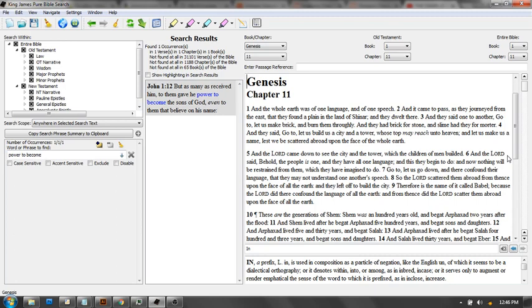So notice chapter 11 begins. After that synopsis of chapter 10, chapter 11 begins. And the whole earth was what? Of one language, of one tongue. That means they all spoke what? One language. Let's clarify that. And of one what? Speech.